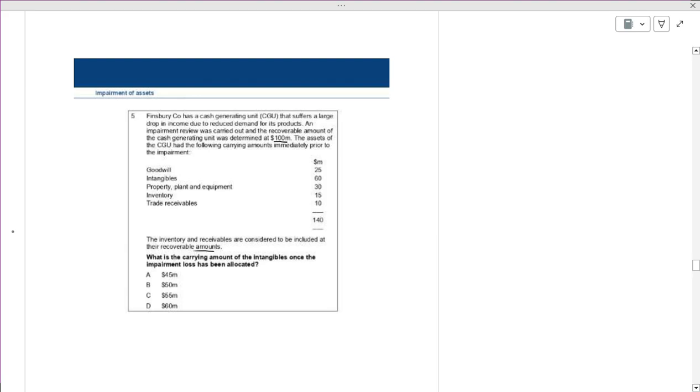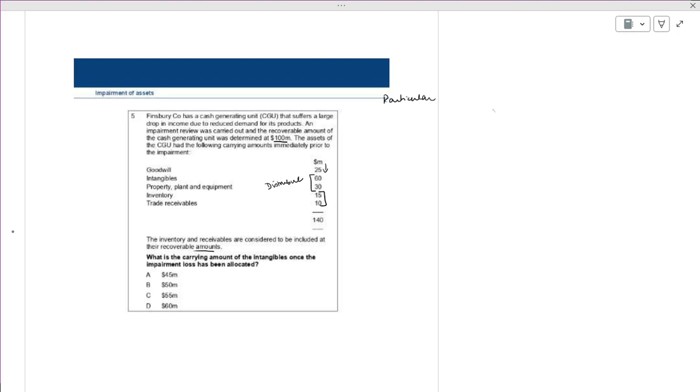That means consider inventory and receivables at the same amount. This will be the same amount, this will decrease, and this will be on a pro rata basis. The impairment loss you have to distribute. Fine. Now first what we have to do? We have to put the table. Particulars, the amount. How much is the carrying amount?